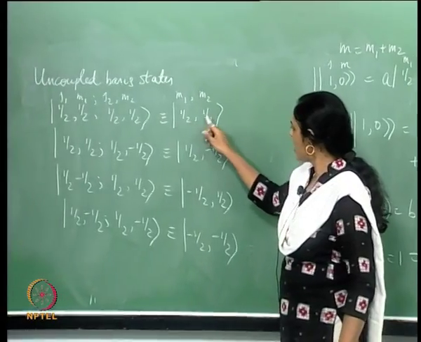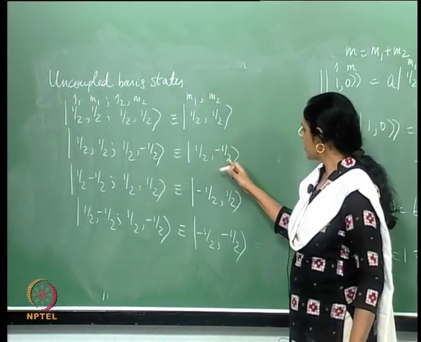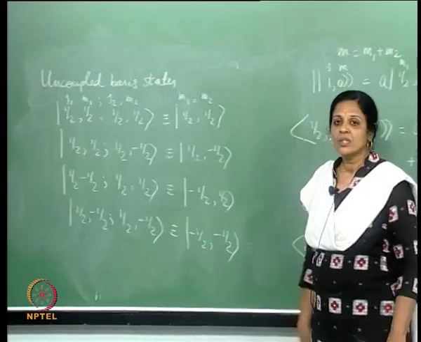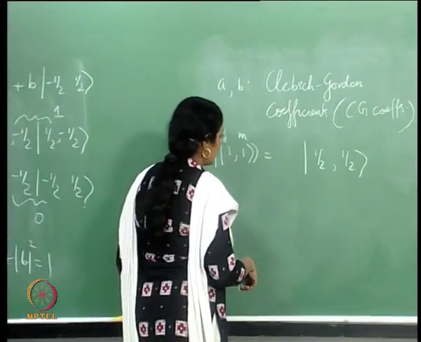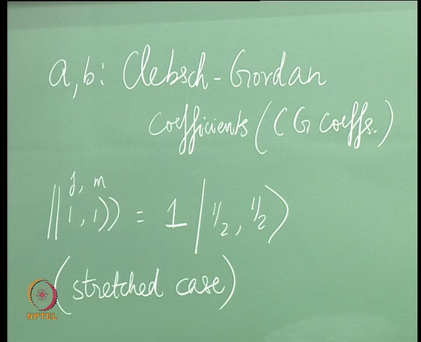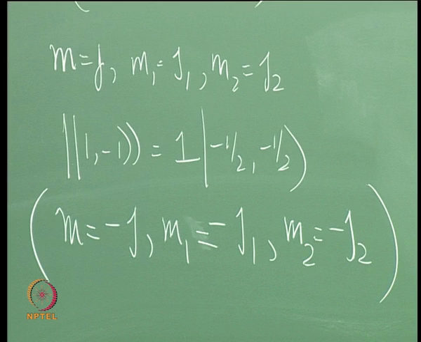I should have had a half plus half to give me 1, because this gives me 0, that gives me 0, and minus half is minus 1. So when I write 1 comma 1 in terms of half comma half, there is exactly one basis state appearing here and the coefficient is 1. This is called a stretched case, because M equals J, M1 equals J1, M2 equals J2.